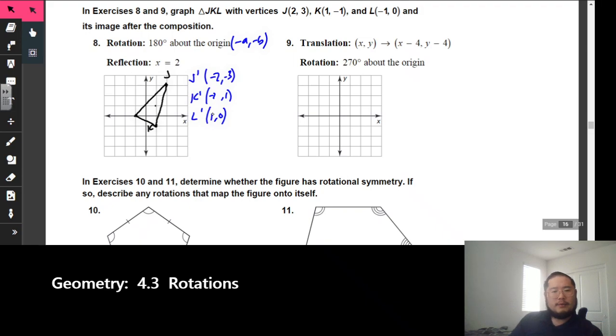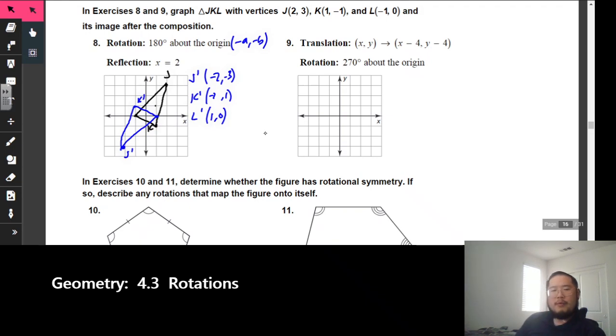So let's plot these points right here. So negative 2, negative 3, J prime. K prime, negative 1, 1. And then we have right here L prime. We have that 1, 0. So it rotated right here 180 degrees around the origin. Remember, the origin is at 0, 0. And that's how we ended up with our triangle now.